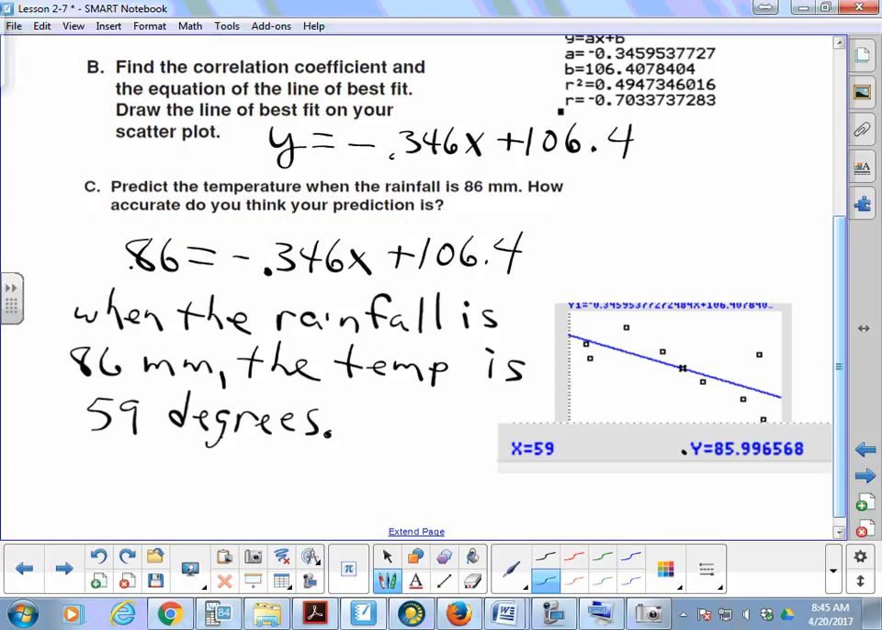So, how accurate do you think your prediction is? It's probably a decent accuracy because our line is a decent fit. Negative 0.7 is okay. Now, if we're in the 0.5s or less, the closer we get to 0, the worse fit it is. The closer we are to 1 or negative 1, the better the fit is. So this isn't a bad fit. It's pretty decent. All right.